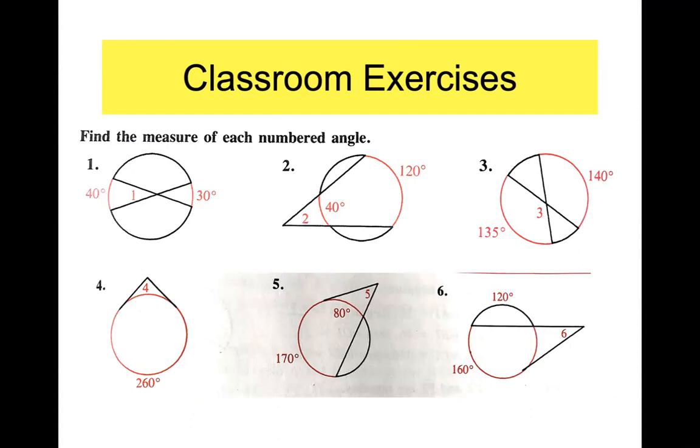Look at question number 3. It's asking for angle 3. So it's 135 plus 140. So that's 275. And take half of 275.